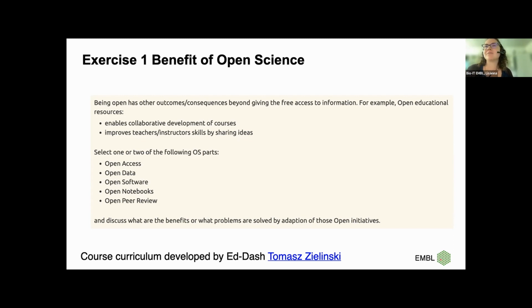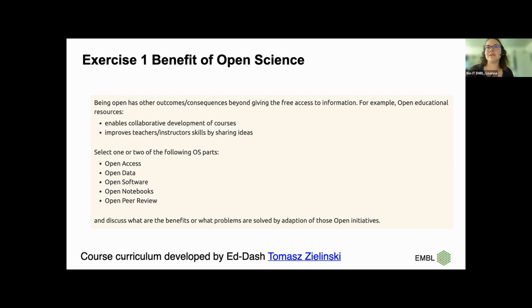Being open has other outcome consequences beyond giving free access to information. For example, open education resources enables collaborative development of courses and improves teaching and instructor skills by sharing ideas. And this is exactly what's happening here, because the course we are running was originally developed by the University of Edinburgh, and in particular a team led by Thomas Zelensky.